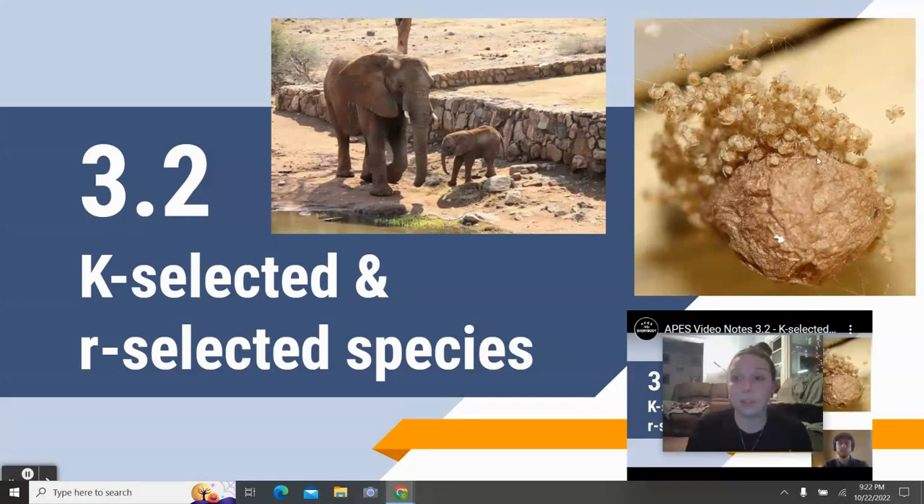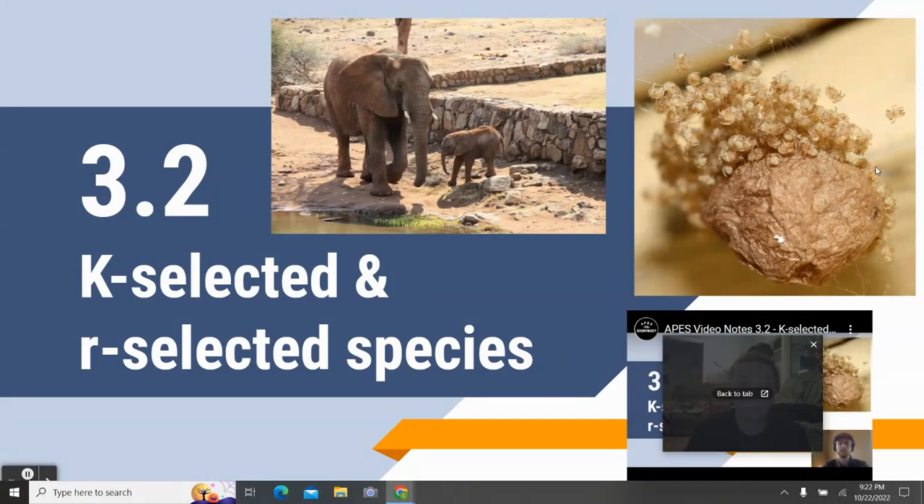So our examples here would be the spiders. They can have hundreds of offspring at one time, and many spider species will essentially have their offspring and then leave. They have no parental care of those offspring, so they just essentially leave and hope that some make it to adulthood.